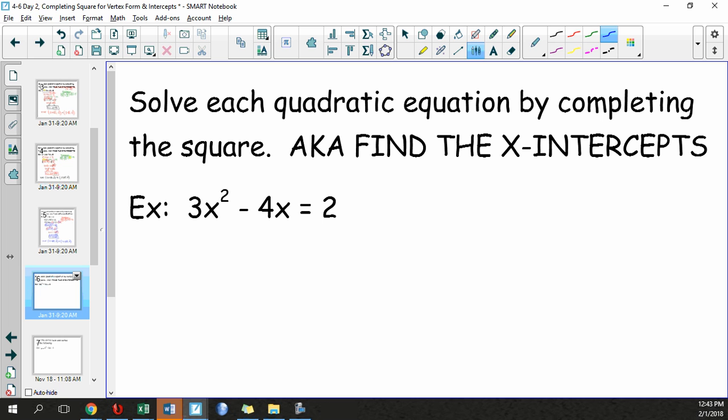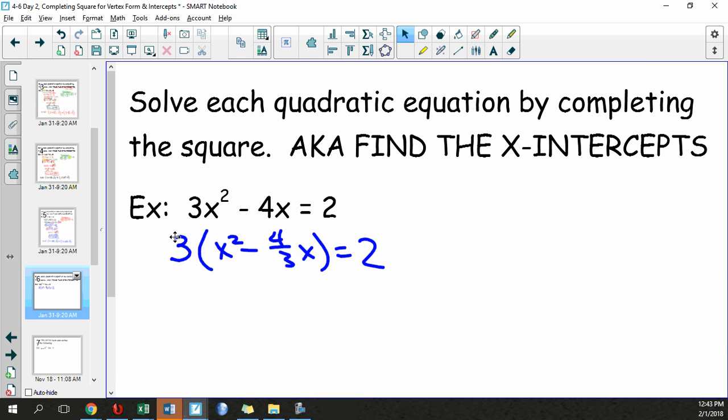Do I like my a value being 3? No, so I'm going to do division. 3 divided by 3 is x squared. What is 4 divided by 3? Negative 4/3. Can't do anything with it. Is equal to 2. Correct? Okay, so now, next.